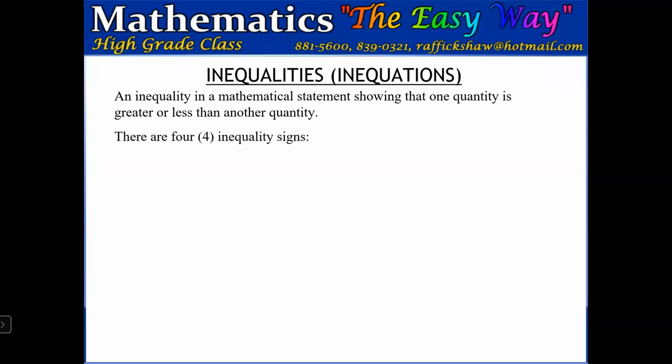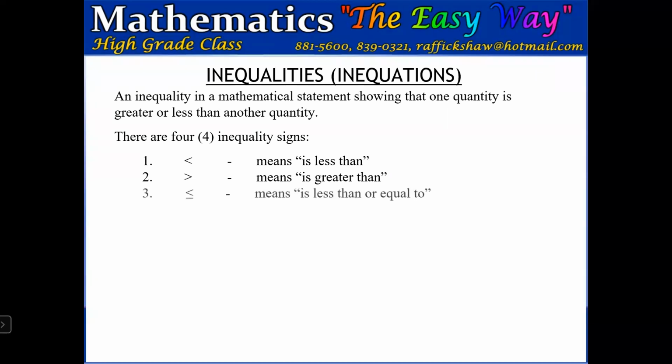So there are four basic inequalities, and I see people in prep school and primary school learning them and understanding them. So that means less than, right? That's a less than sign. So whatever is on the left is less than whatever is on the right. That one means is greater than. I know everybody knows this, right? That one means is less than or equal to. It means the thing on the left is either less than or it is equal to the thing on the right of that sign. That one is greater than or equal to. So those are the four inequality signs.